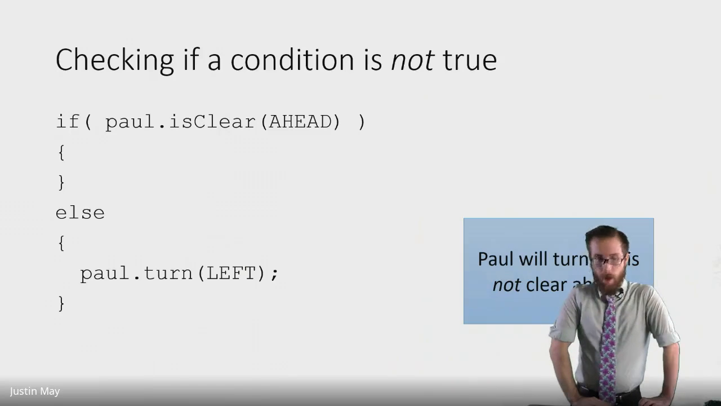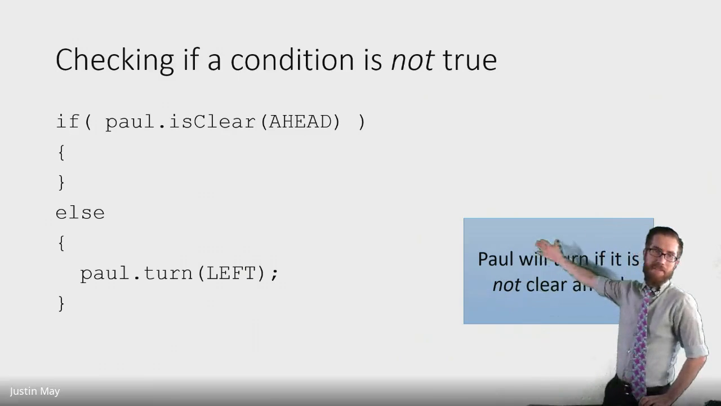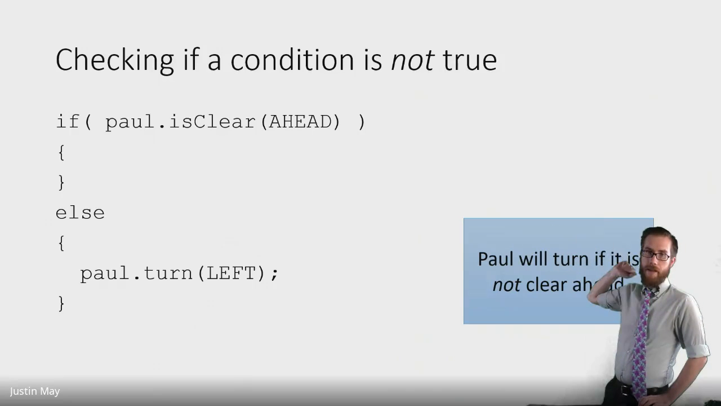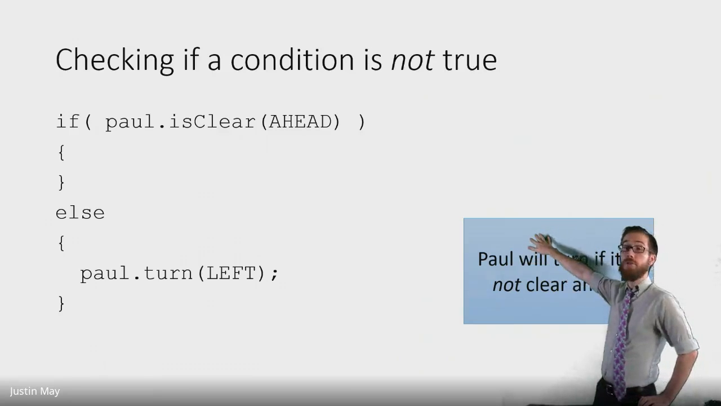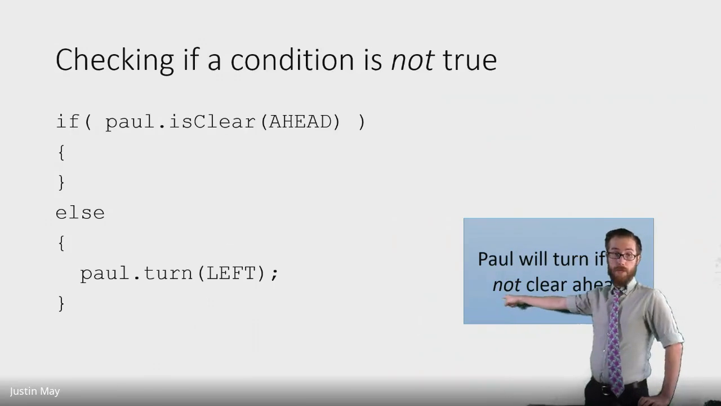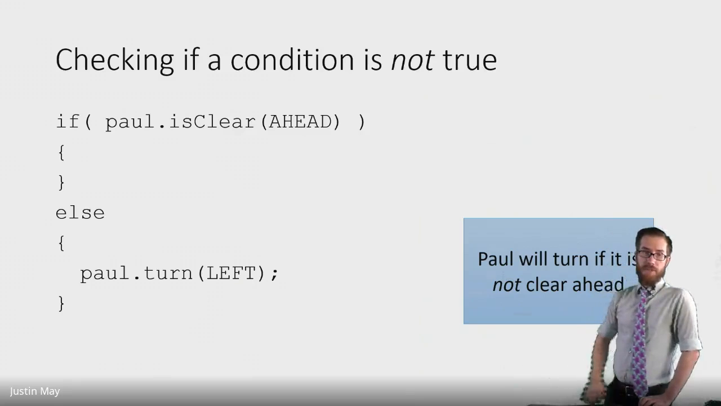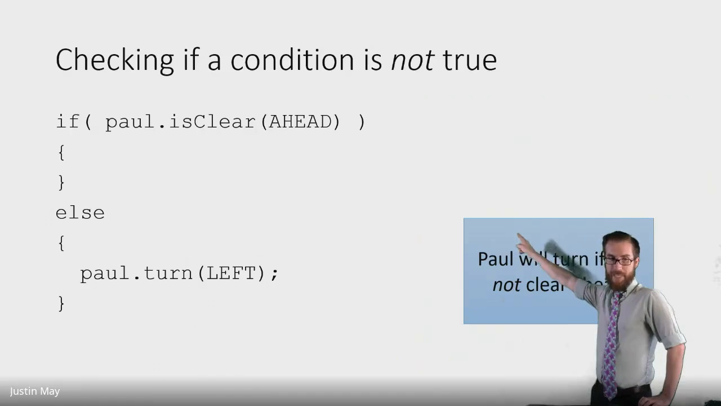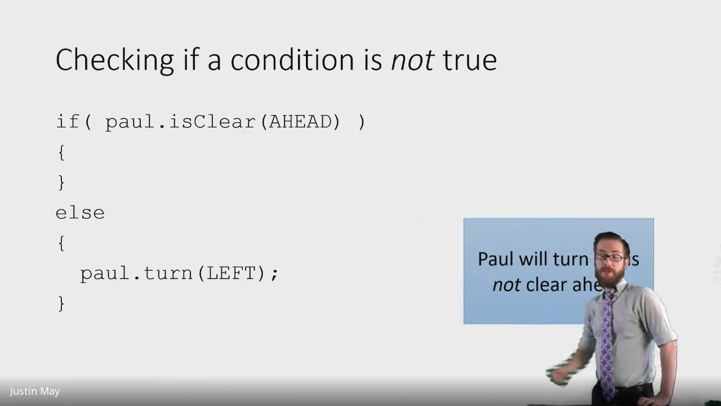And then another awkward thing you can write in code is you can have an if statement with nothing in the body. So if Paul.isClear ahead, if it's clear ahead of Paul, don't do anything. Otherwise, turn Paul left. So what this is saying is you're only going to do something if this condition is false. So if it's not clear in front of Paul, then turn left.